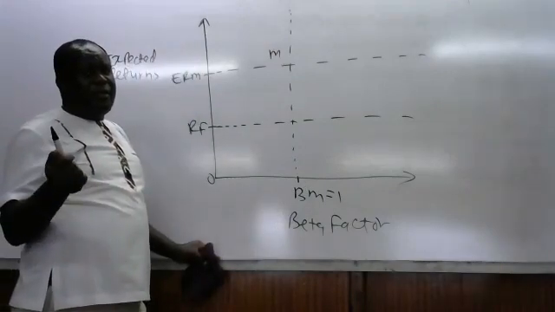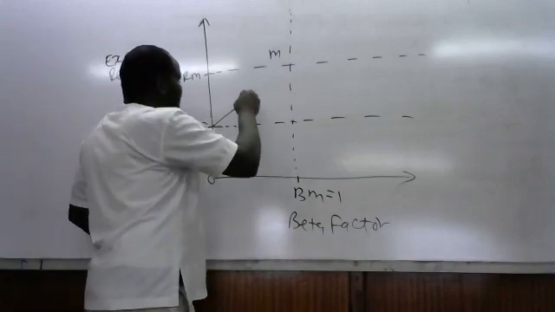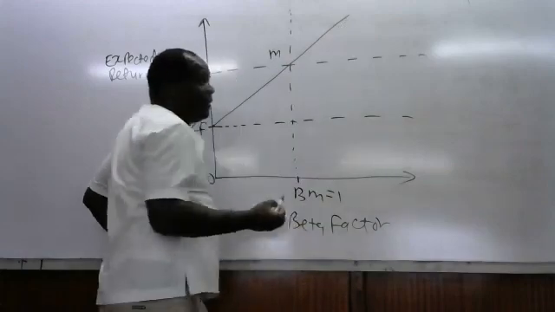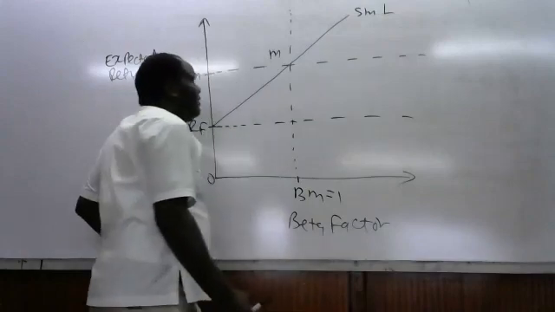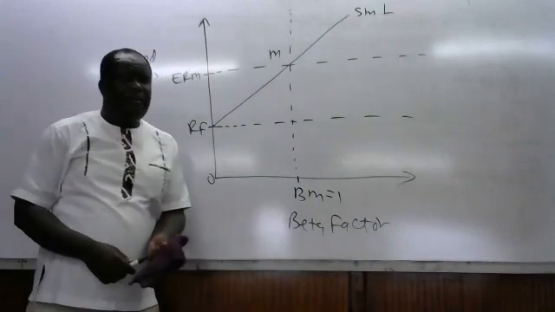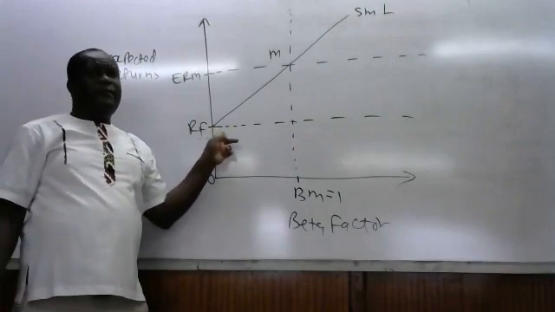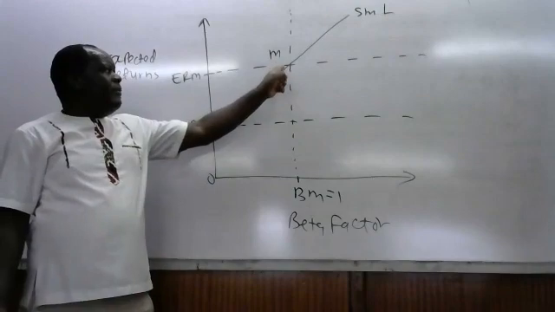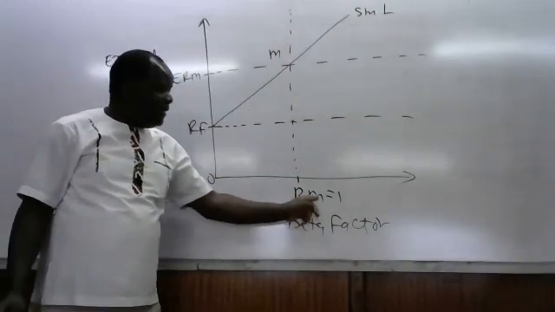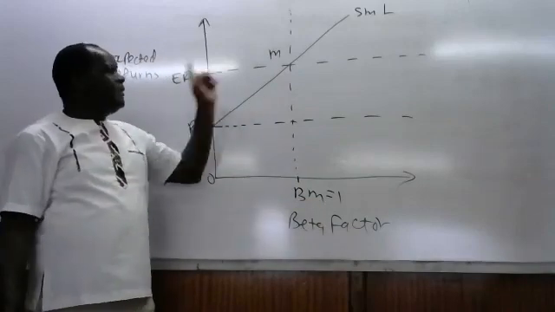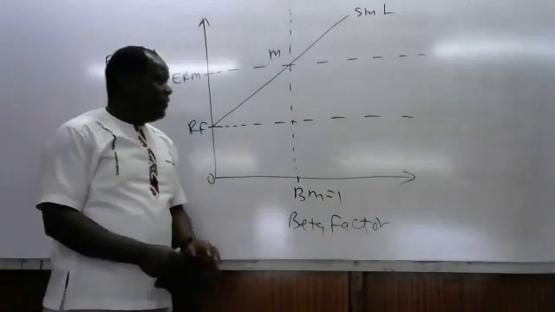So our security market line will originate from the risk-free rate. Then it will go like that. So this is now our security market line. It will originate from the risk-free rate and go through the market in that order. The market is identified by the beta for the market and the expected return for the market. The beta factor for the market is always equal to 1.